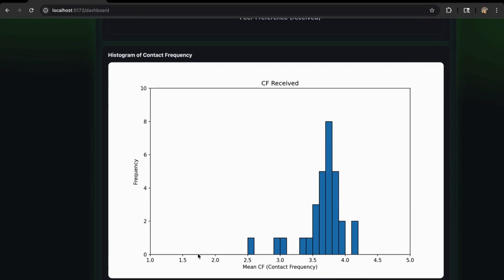Next, Snapshot provides a histogram of the class' overall social cohesion. Each bar represents students' average contact frequency rating as reported by others. You'll see that the distribution is roughly normal, but notice how the left side skews slightly. That's where the same 3 students appear again.